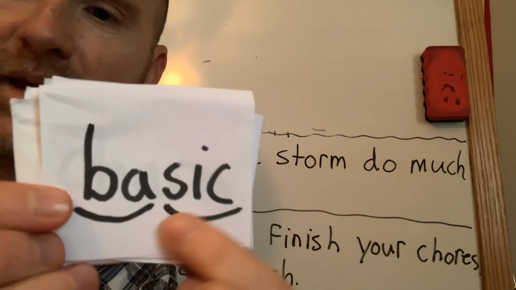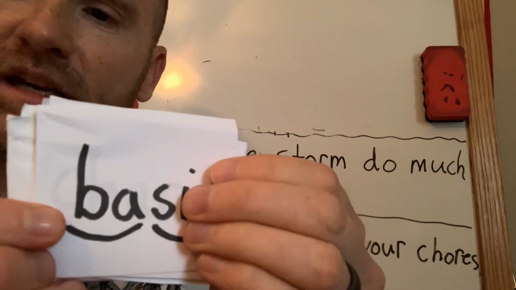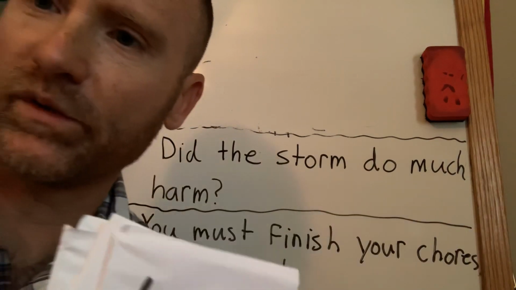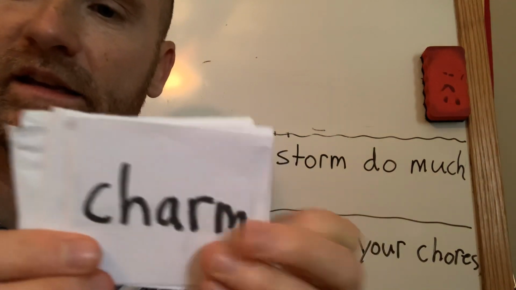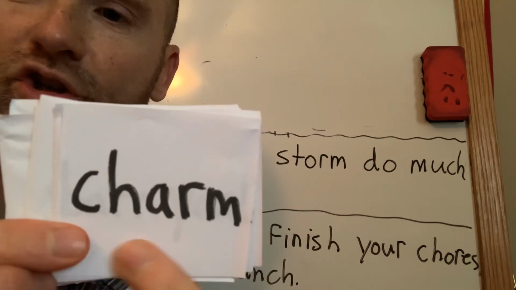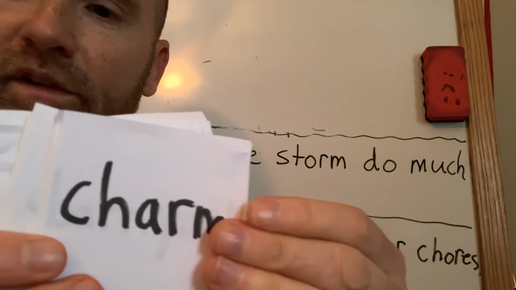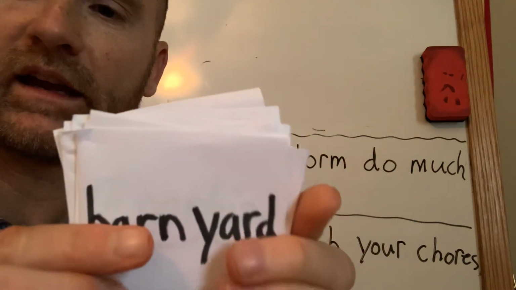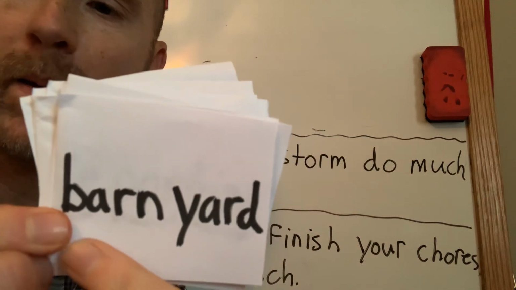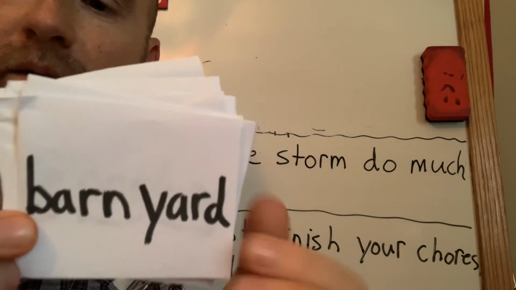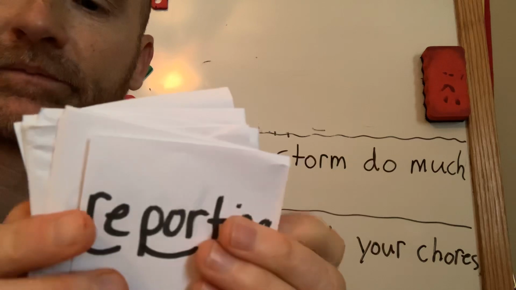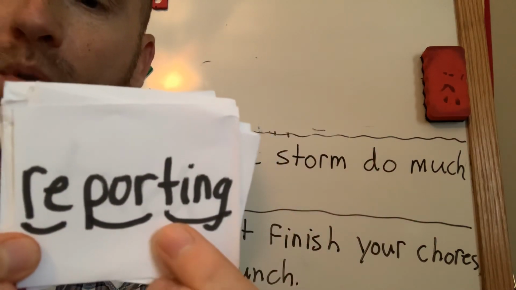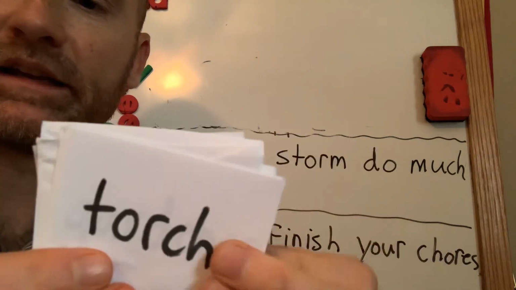Basic. What's the word? Basic. Now, if you did it here, basic, right? Basic isn't a word, so you know that they need to try it somewhere else, all right? See if you can do it before me. Charm. What's the R-controlled vowel? R. Good. Okay. Two syllable word. Ready? Barnyard. Okay. Look at where I marked it. Ready? Reporting.